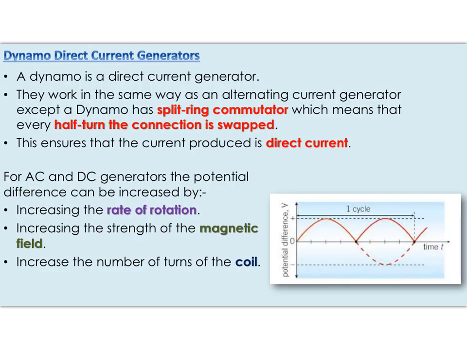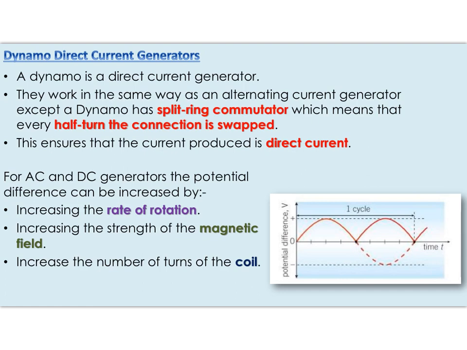Another application of the generator effect is a dynamo or direct current generator. A dynamo is a direct current generator. It works in almost exactly the same way as an alternating current generator, except a dynamo has a split ring commutator instead of the slip rings. That means that every half turn the connection is swapped. As a result, we end up with direct current being produced and not alternating current.